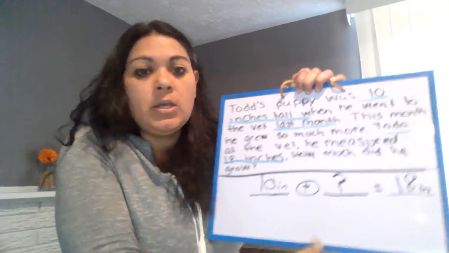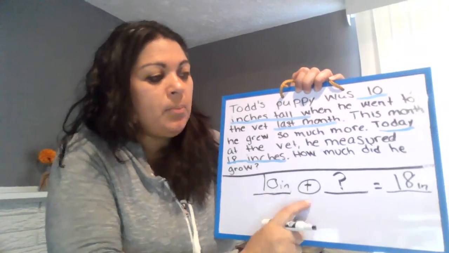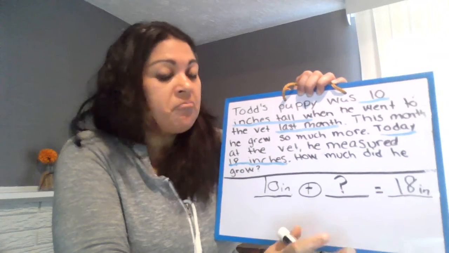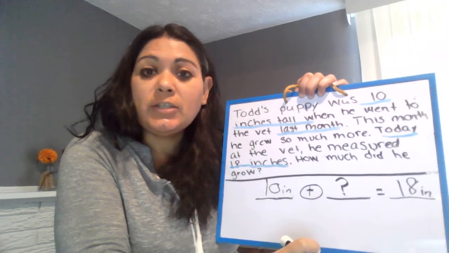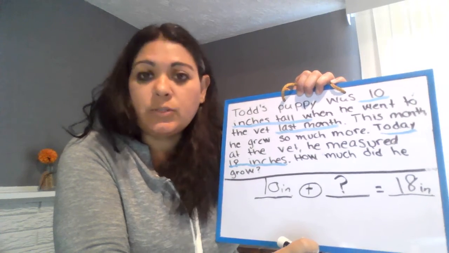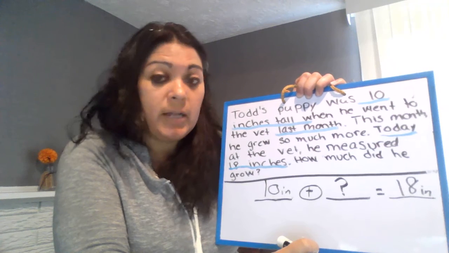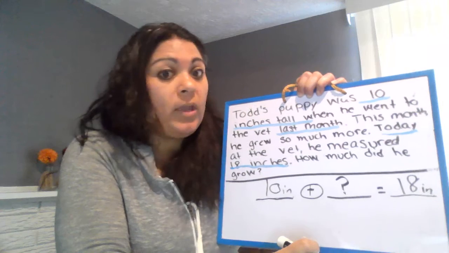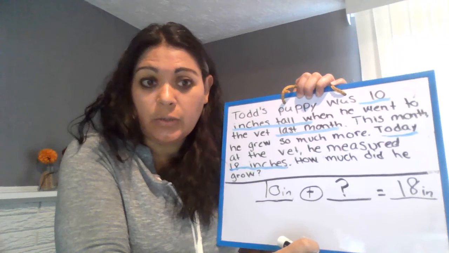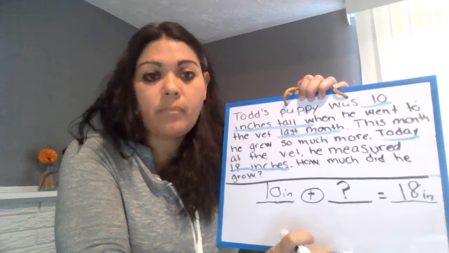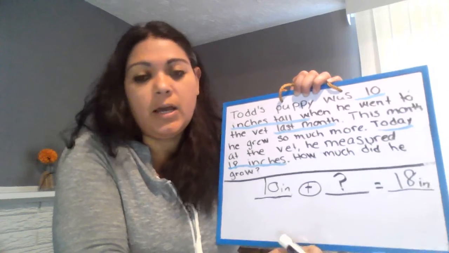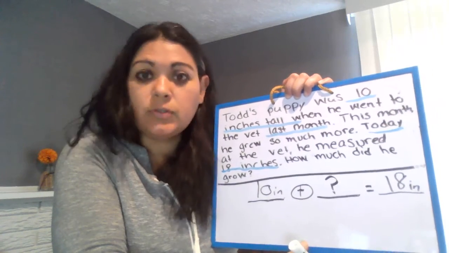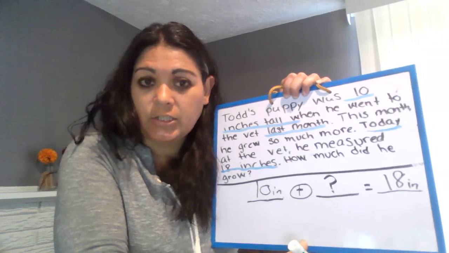18 inches. So this is our equation. 10 plus what equals 18 inches? Now we can use different strategies to solve. And let's review those strategies. You can use the number line. We've been using base 10. We've been using place value to add. But being that we have an unknown here, using place value we're not going to be able to do. So let's use our other strategies.